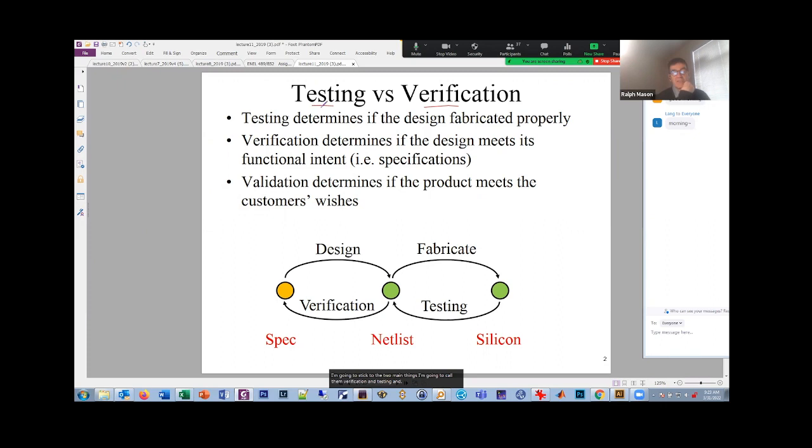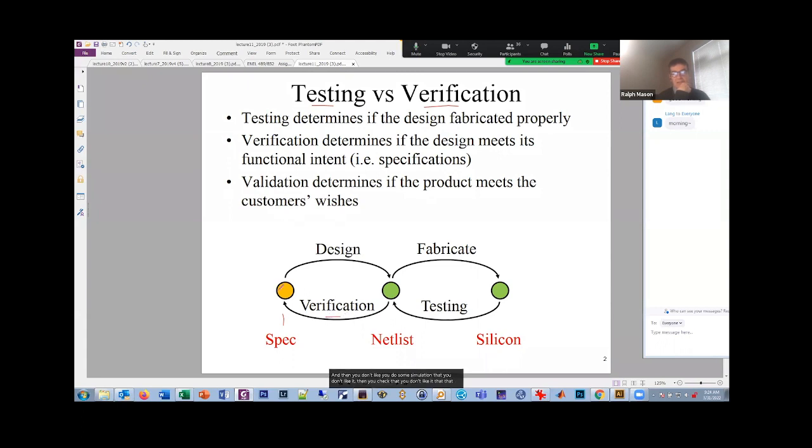The distinction I'm going to make is this. Let's say you're given a spec here, which is in yellow, and you're designing something and you generate a netlist, either gate level or RTL. Let's say it's a gate level netlist. Then you do some simulation on that, you don't like it, then you check it, you don't like it.